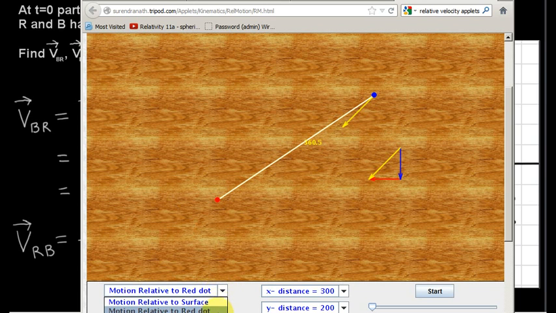If we select motion relative to blue dot, we can see VBR has reversed direction. So now we have VRB, which is plus 60i plus 60j. So we're looking at the motion of the red dot as seen by the blue dot.